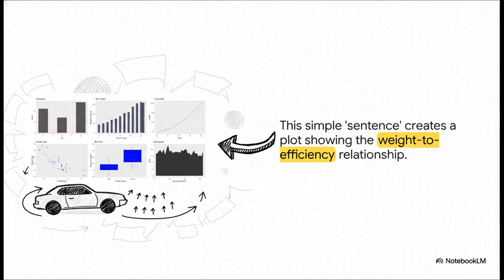And just like that, here's what we get. That simple sentence of code gives us this perfectly clean scatter plot. And right away, we can see that relationship we talked about. As you move to the right, meaning heavier cars, the dots tend to be lower, meaning lower fuel efficiency.